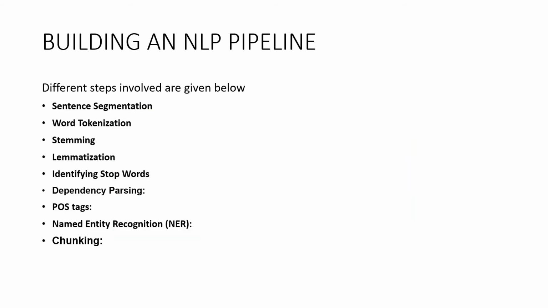While building an NLP pipeline, these are all the steps we have to follow. Sentence segmentation and word tokenization, we already discussed. Stemming, we are going to discuss now. Then lemmatization, identifying stop words, dependency parsing, POS tags, named entity recognition, NER, and chunking. These are all the aspects we are going to discuss for building an NLP pipeline. So now we are going to discuss stemming.